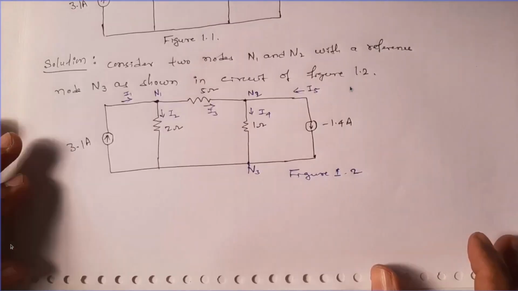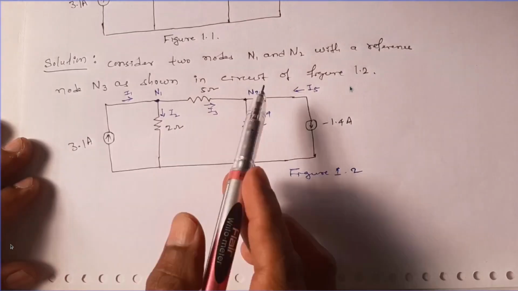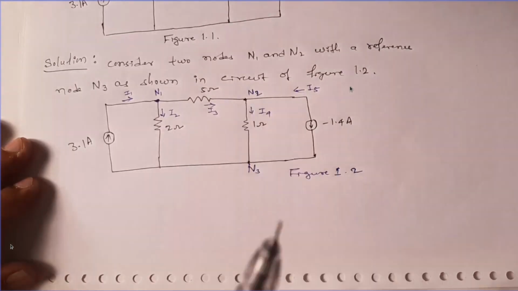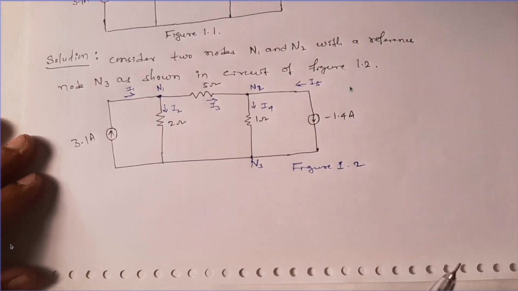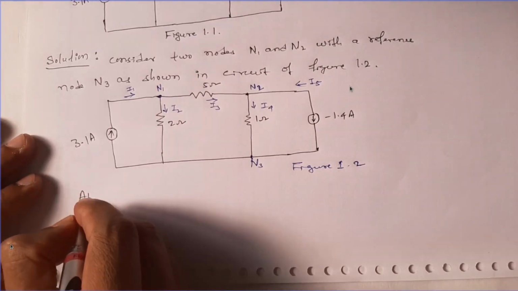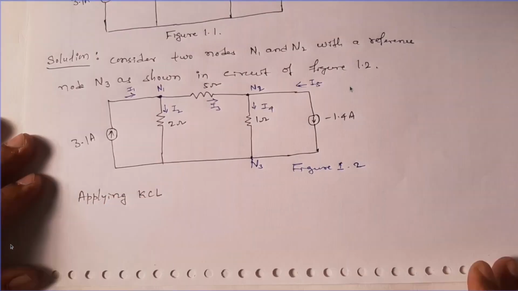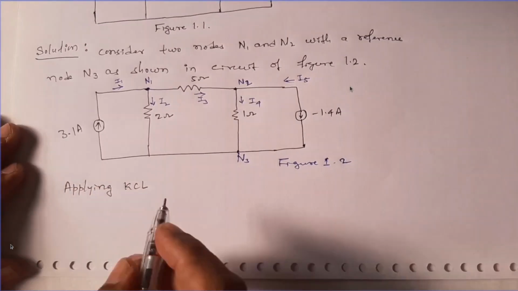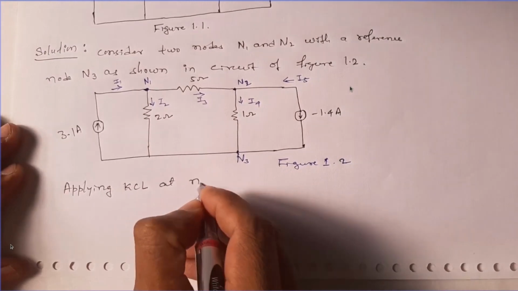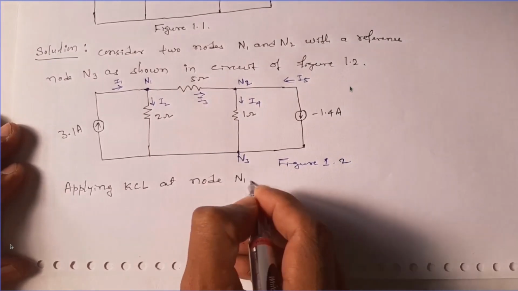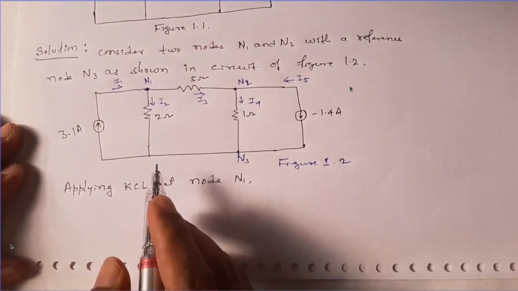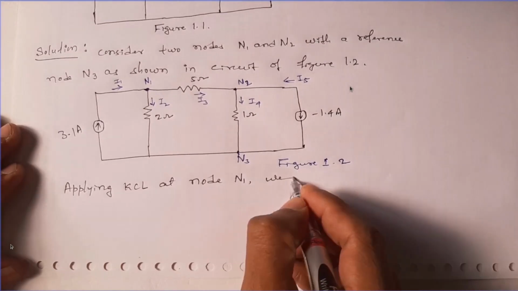Now dear students, we have assumed some branch currents and node voltages, right? So let us use KCL. Now applying KCL, we are going to apply KCL at node N1. If we apply KCL at node N1, what do we get?